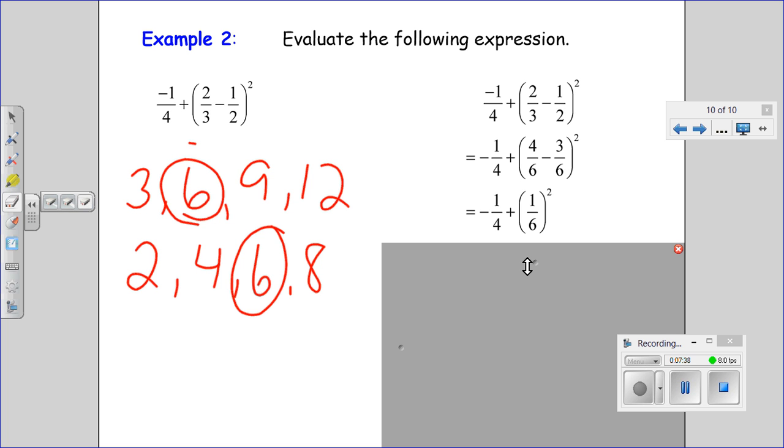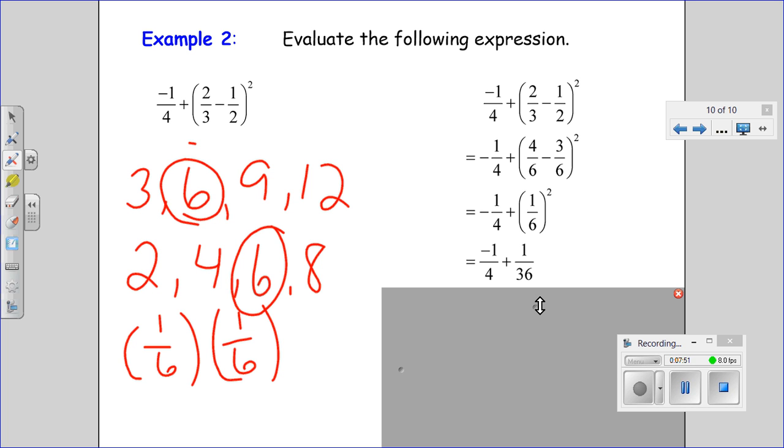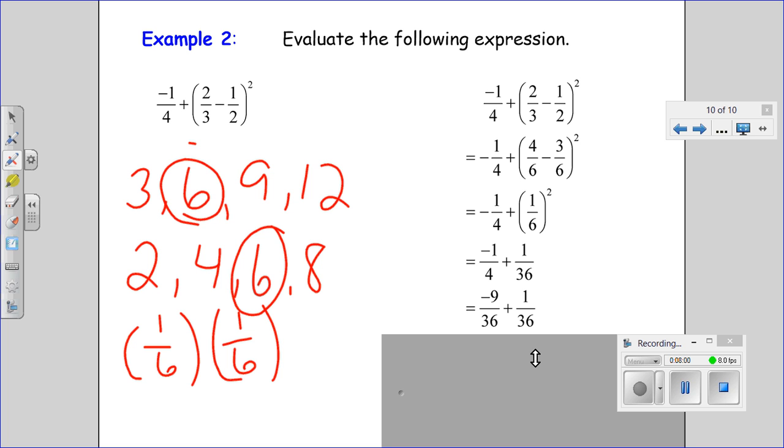We have to remember that 1 over 6 squared means 1 over 6 multiplied by 1 over 6. And if I multiply the numerators, that gives me 1 over 36. Now I need a common denominator, and the least common multiple will be 36 because 4 times 9 is 36. So I only have to change one fraction, and now I'm adding.